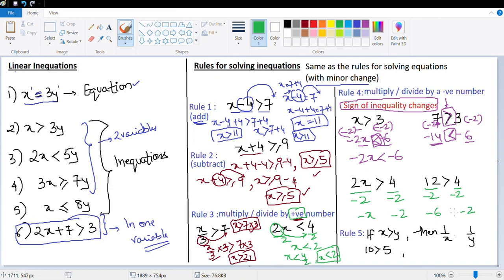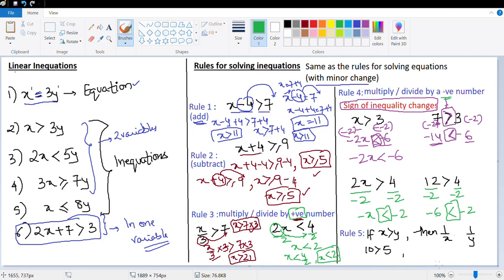Now which is the bigger number? Yes, negative 2 is the bigger number. So negative 6 is less than negative 2. Similarly, negative x is less than negative 2. So that's why in case you are dividing by a negative number, the sign of inequality changes.